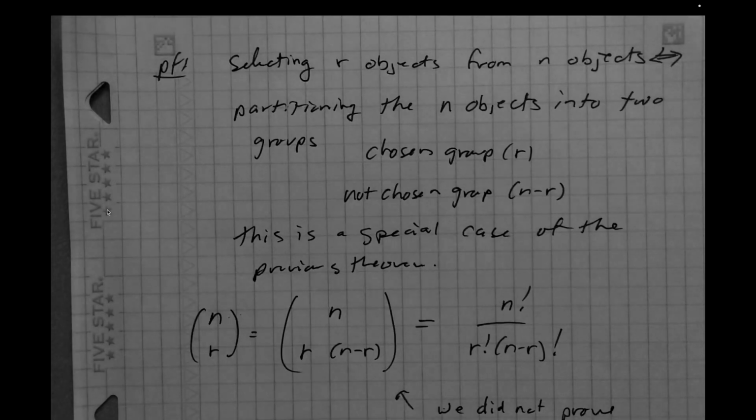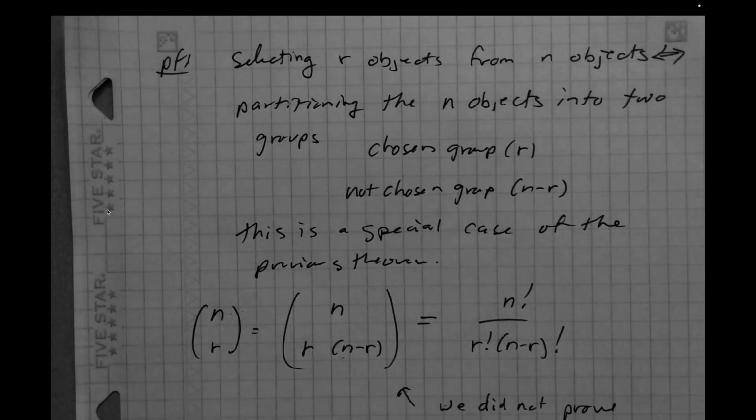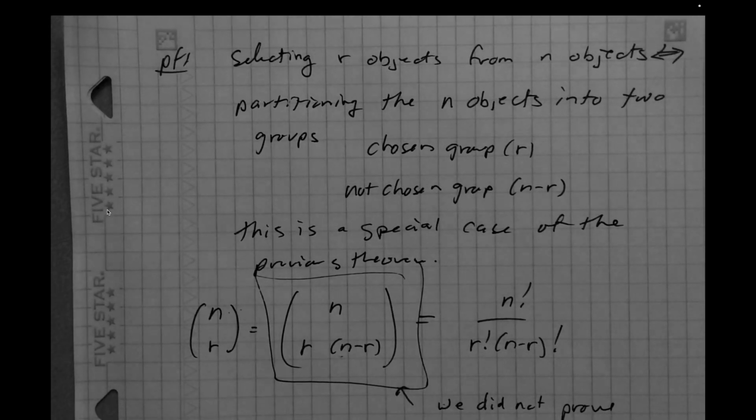And this, you can see, is just a special case. You've got n total objects, and you're partitioning them into two groups, namely the chosen group, the r that you're choosing, n choose r, and then the unchosen group, the not chosen group, that's the remaining piece, the n minus r. Right? And so if you think about the problem in that arrangement, you'll realize that n choose r is just a special case of this bigger theorem here, this partitioning theorem. Okay.